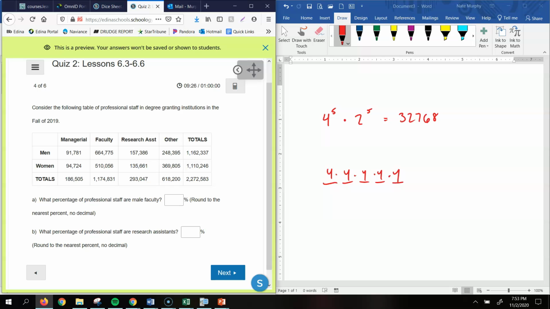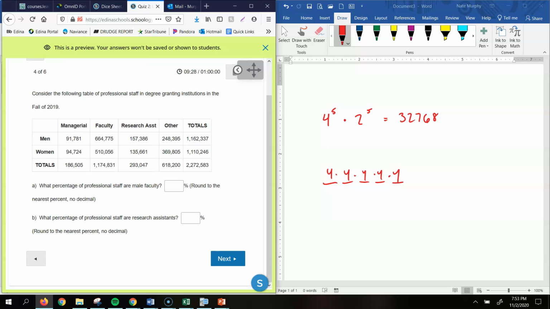All right, so this is one where we're just reading a table. It says, consider the following table of professional staff and degree granting institutions in the fall of 2019. So we can see that there are some people that got managerial degrees, faculty degrees, research assistants, and other. And then our totals are given in here and along the bottom. All right, so it says, what percentage of professional staff are male faculty?